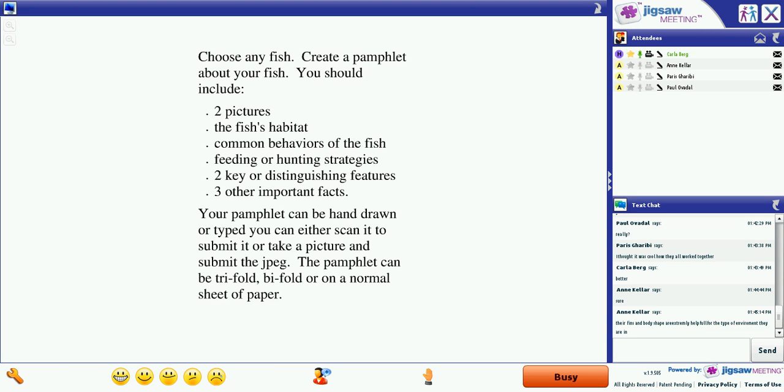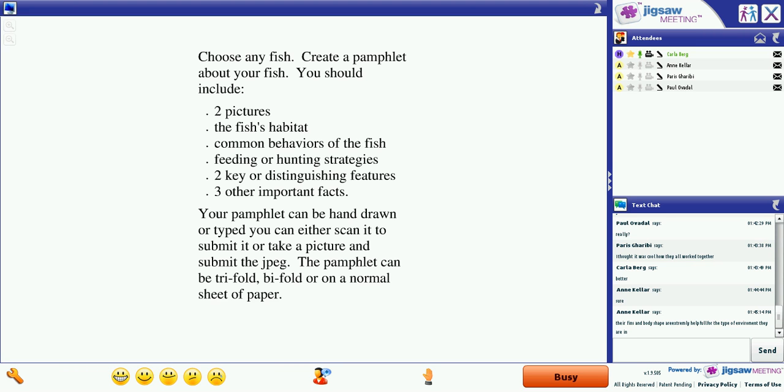You are going to talk about common feeding behaviors of your fish. What do they eat? Are they like the sailfish and have a cool way to hunt, or do they just eat a fish or a worm?